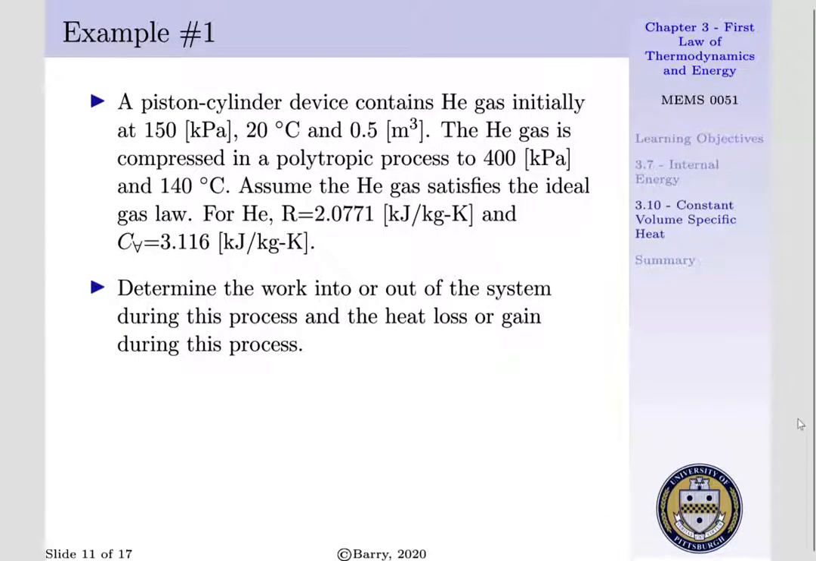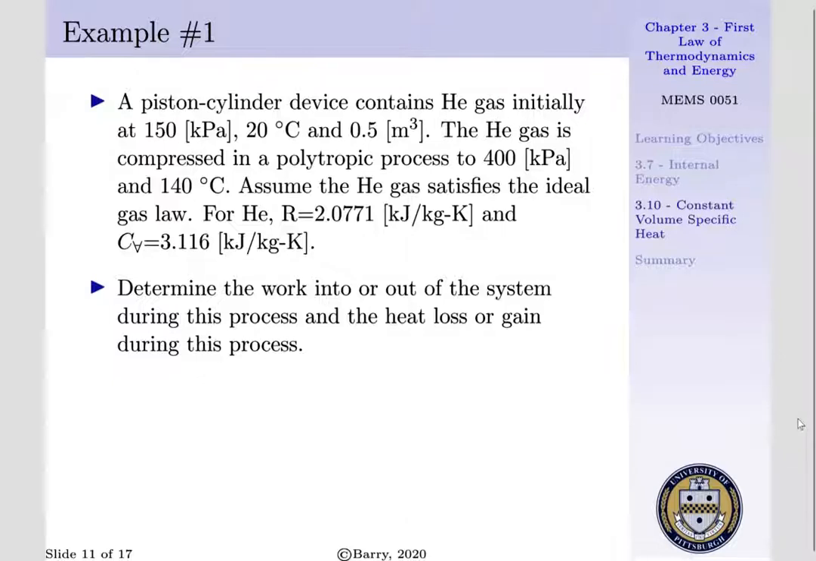Now, let us look at an application of our constant volume specific heat. Let's consider a piston cylinder device that contains helium gas at a pressure of 150 kPa, a temperature of 20 degrees centigrade, and a volume of 0.5 cubic meters. The gas is compressed in a polytropic process to a pressure of 400 kPa and a temperature of 140 degrees centigrade. We are going to assume our helium gas satisfies the ideal gas law, and we're going to take our gas constant as 2.0771 kJ per kgK, and our constant volume specific heat as 3.116 kJ per kgK.